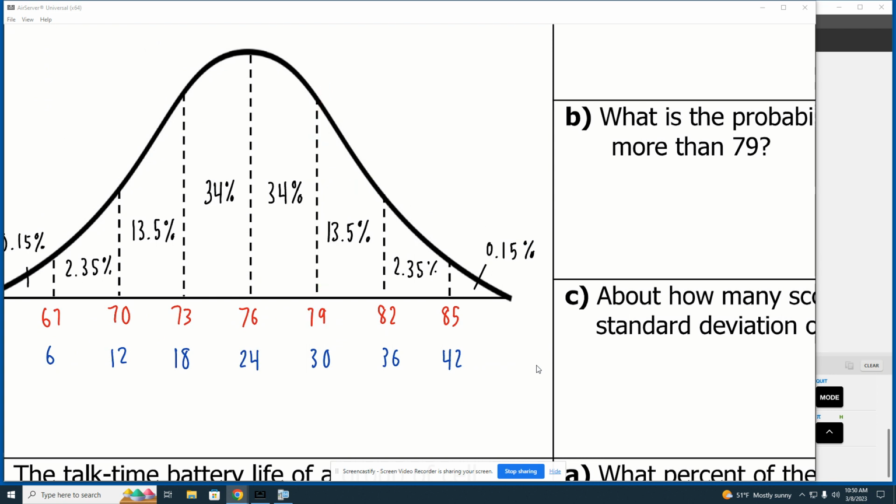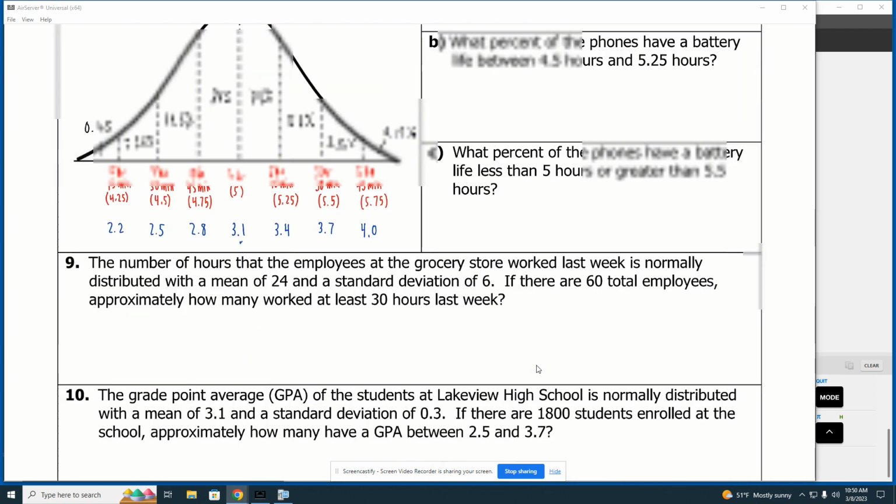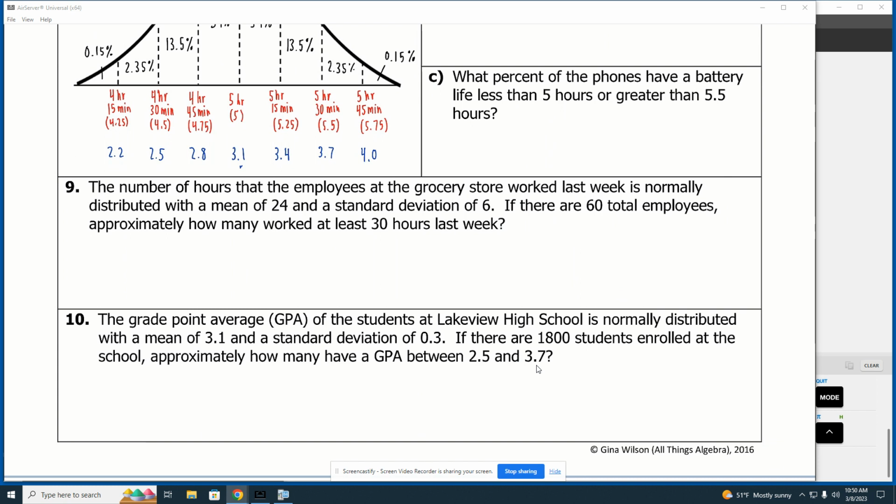16%. But is 16% the answer they want? No. They want to know what is 16% of the total employees, 60. 16% of 60 employees. So I type that in my calculator, and I get 9.6. So what would I write? Approximately 10 employees.